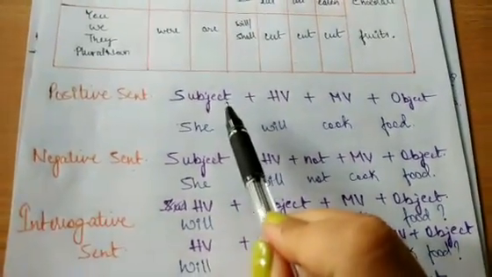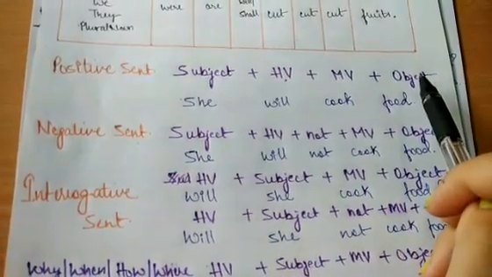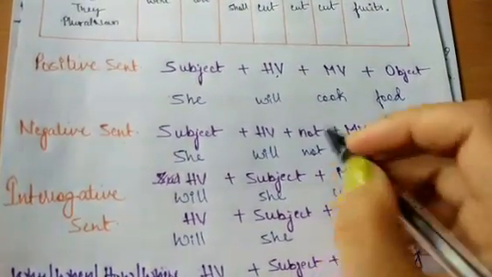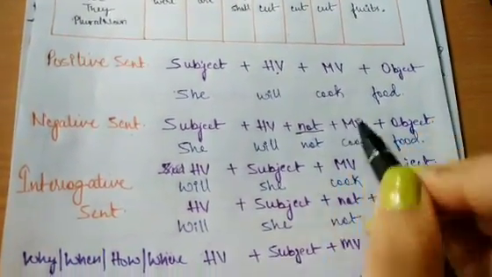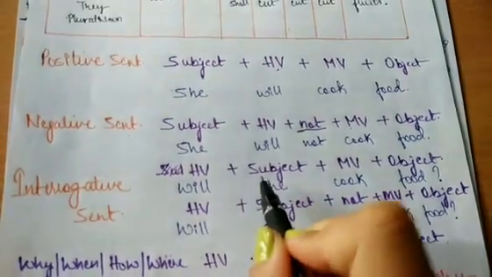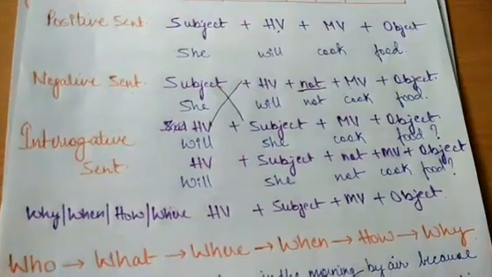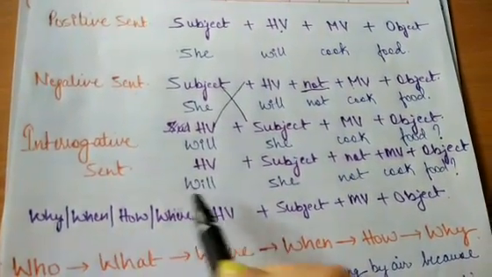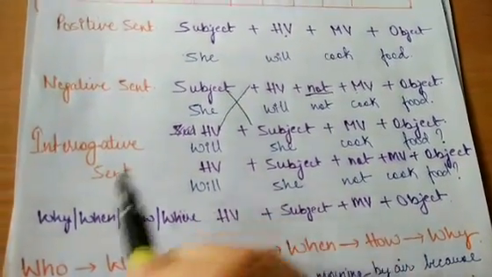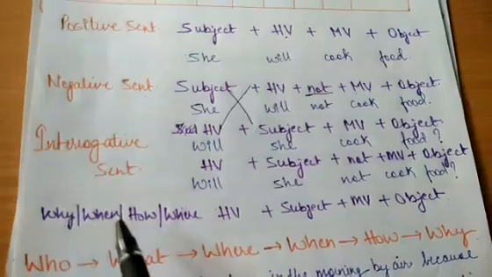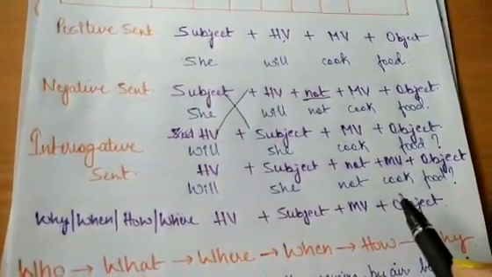A positive sentence has the basic structure: subject plus helping verb plus main verb plus object. A negative sentence has not in between helping verb and main verb. An interrogative sentence interchanges subject and helping verb. And when we have an interrogative word to add, we always add it in the beginning, as why or when or how or where, then following the structure of an interrogative sentence.